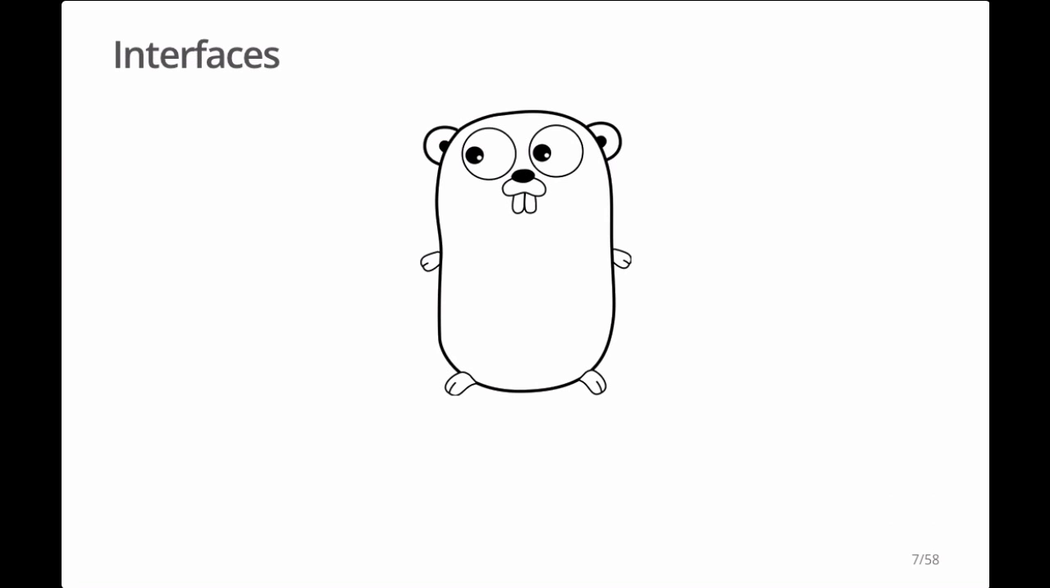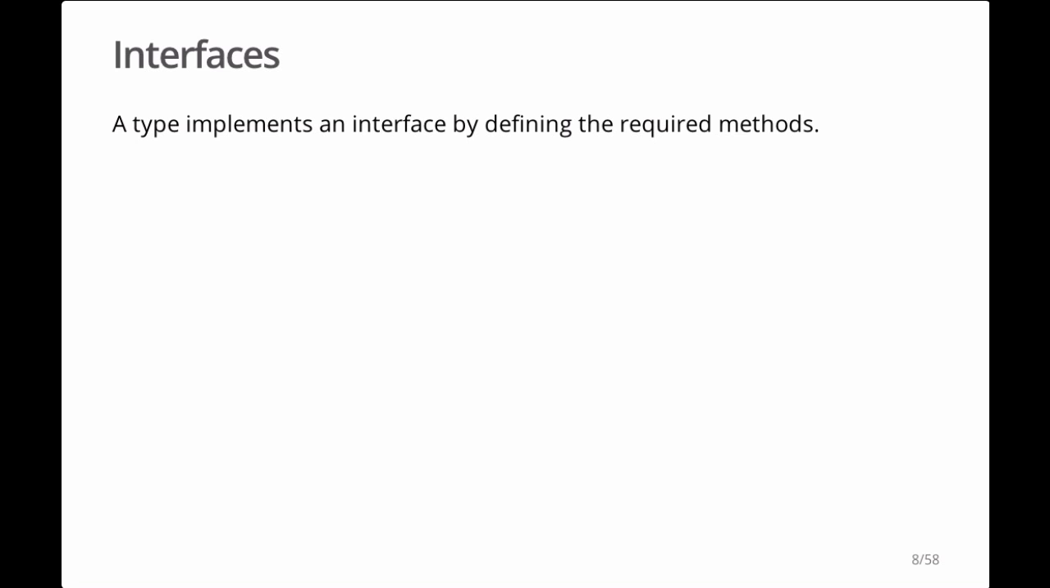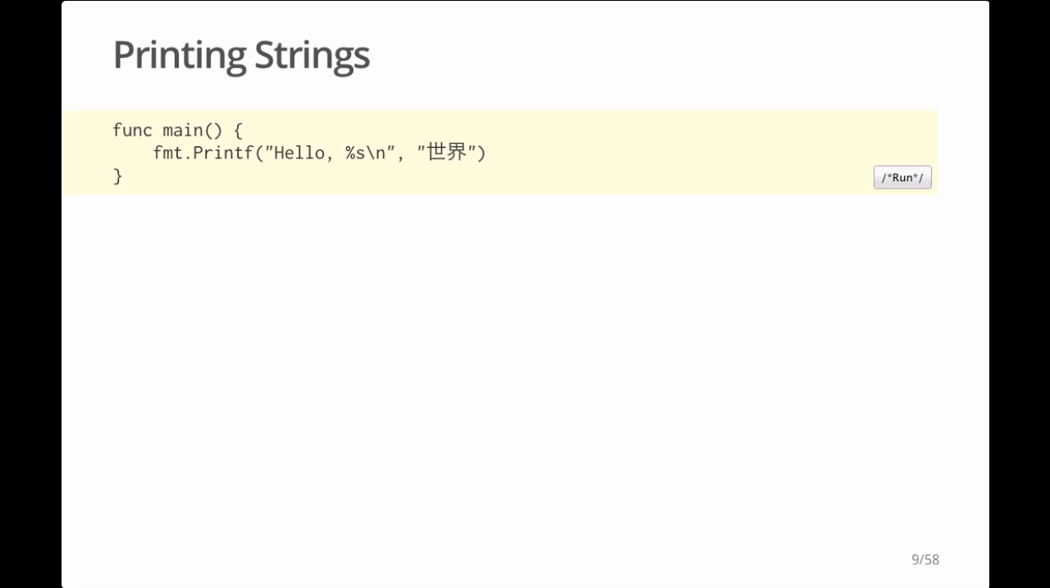The first part of Go I want to talk about are interfaces. Now in Go, a type implements an interface by defining the required methods. I want to show you a simple example of what that means. Here's a variant of our Hello World program. Fmt.Printf is named Printf because just like C's printf, you can write a format string with a %s and pass a string argument where the %s goes.